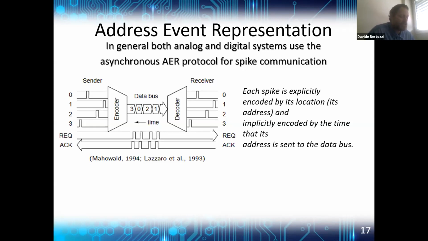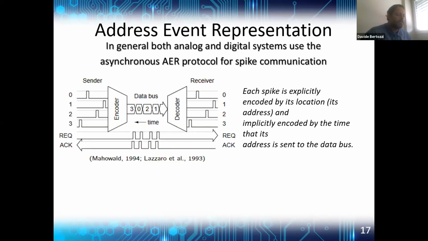Address event representation emulates massive connectivity between cells, but it emulates that. So you have cells on the left, you have cells on the right, and this protocol emulates massive one-to-one connectivity between cells on the left and cells on the right. And it does that by time multiplexing many connections on the same data bus.